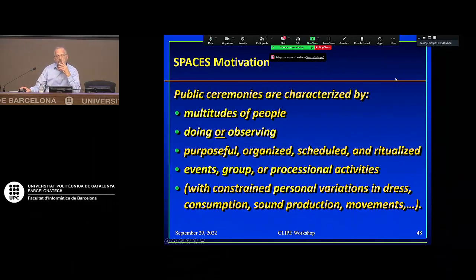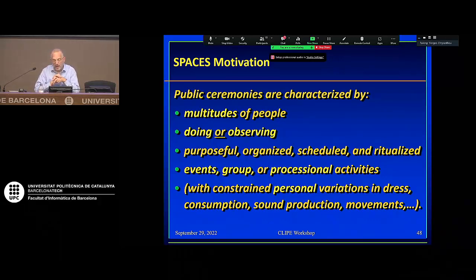And these kinds of ceremonies are characterized by having large numbers of people, which is good for crowd simulation. And those people are either doing things or they're watching. Okay, there are observers. They're purposeful, they're organized, they're scheduled, and they're ritualized. These are often things that are not necessarily considered when you just build a crowd simulation.